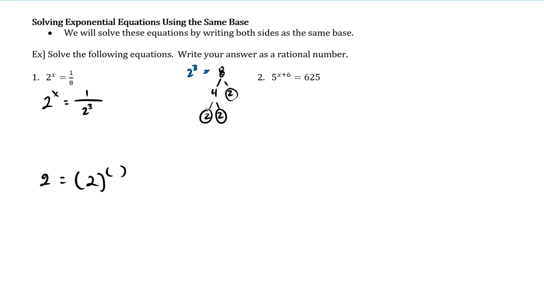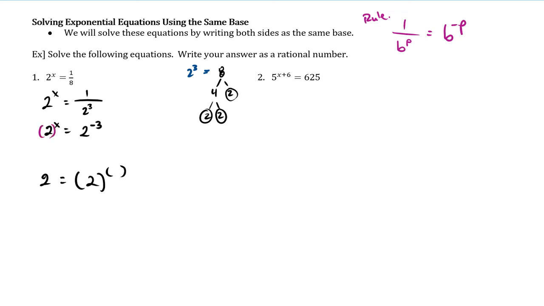Well, there's all sorts of rules for exponents. The rule that we'll use here is that if you have 1 over some base to a power like this, you can change it to the base to the negative power. So this right side then becomes 2 to the negative 3. So it's 2 to the x equals 2 to the negative 3.